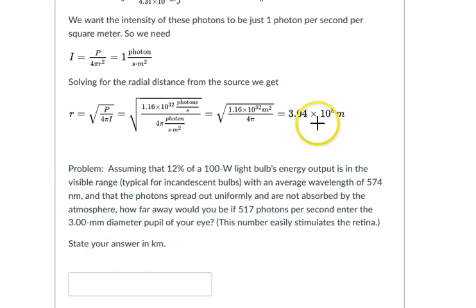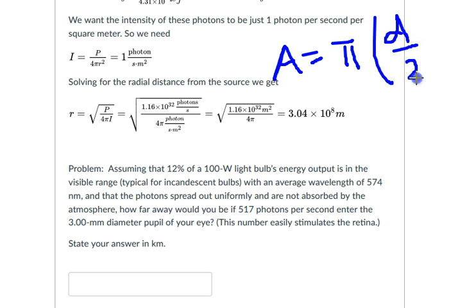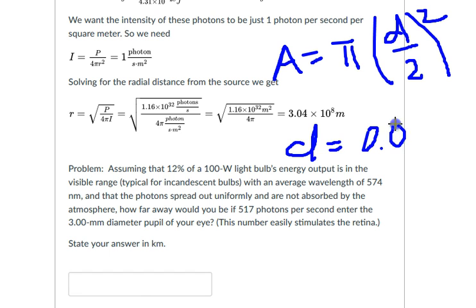So first thing we need is the area of the pupil. Area is going to be pi times the diameter over 2, squared. You're going to make sure your diameter is in meters, in this case 0.03 meters. So that's going to give us our area.